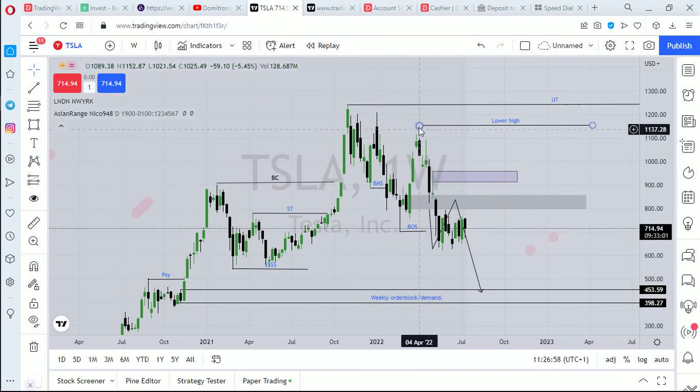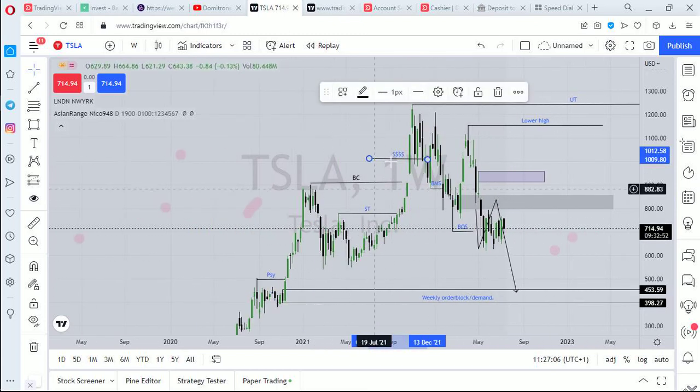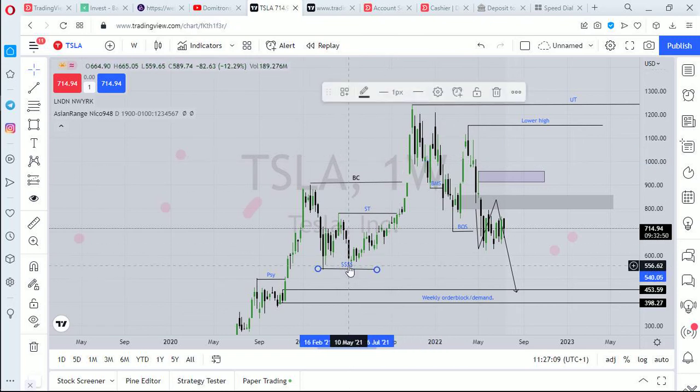We have break of market structure, we have that break of structure. Now we're going to have a retest. I see this as a mitigation block right there. Mitigation block. And what am I looking at? I'm looking at this weekly order block right here, for the price to mitigate.